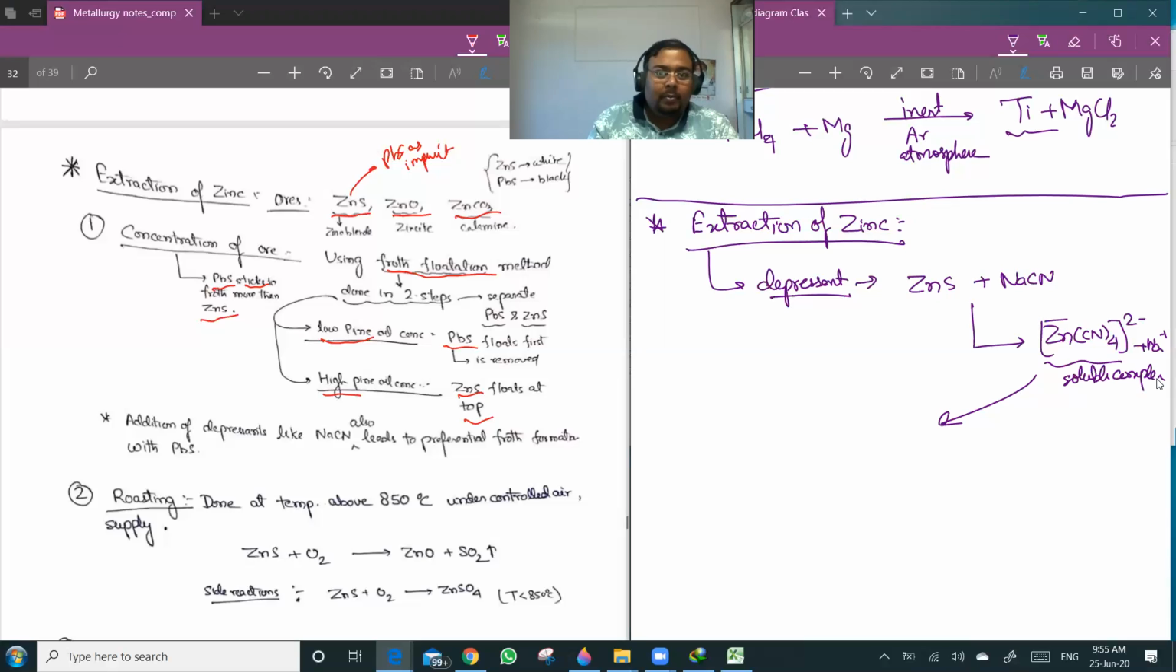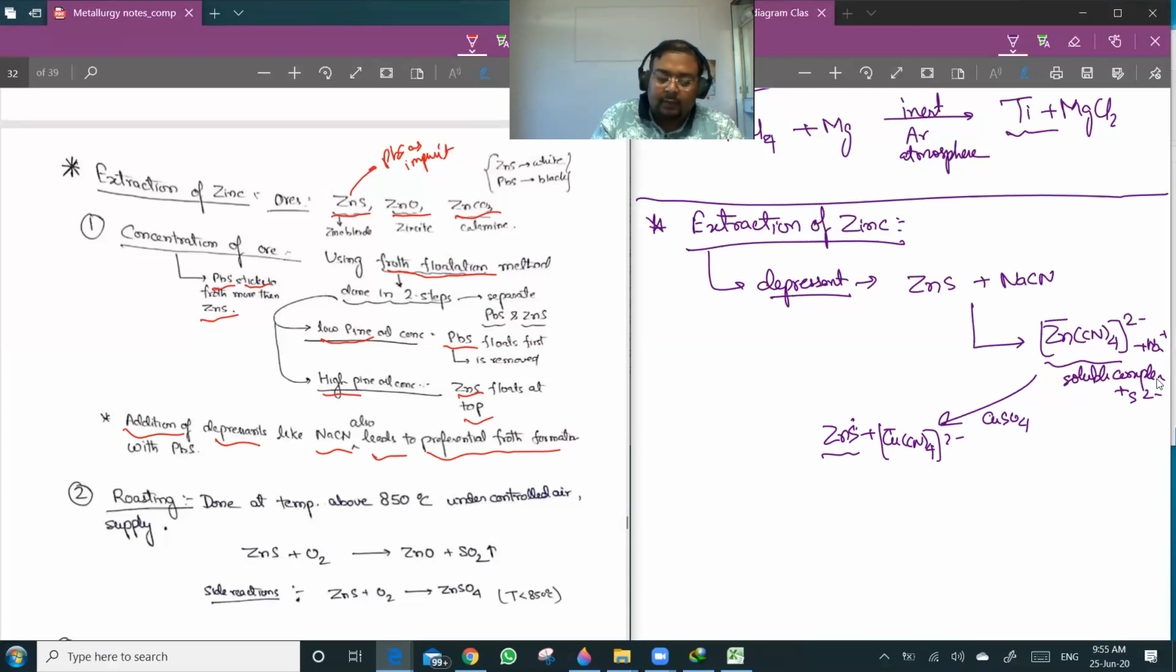Once we have removed all the PbS, we can activate it by using copper sulfate. That will again give me zinc sulfide plus CuCN whole 4. This zinc sulfide will now stick to the froth. So you see, addition of depressants like NaCN leads to preferential froth formation with PbS. Okay, so this is the way of separating zinc sulfide and lead sulfide.